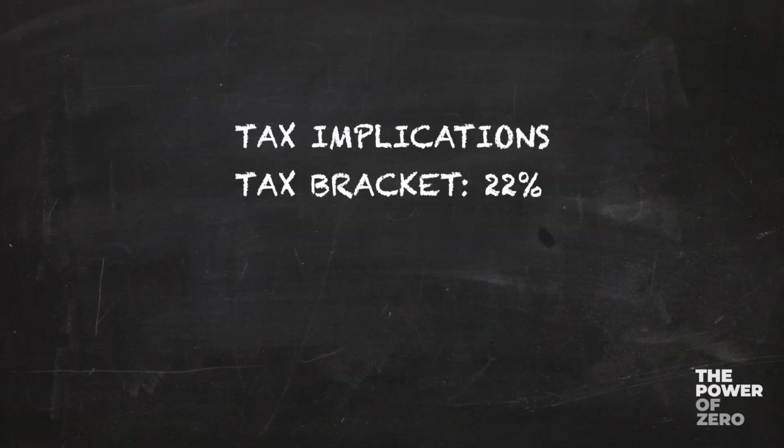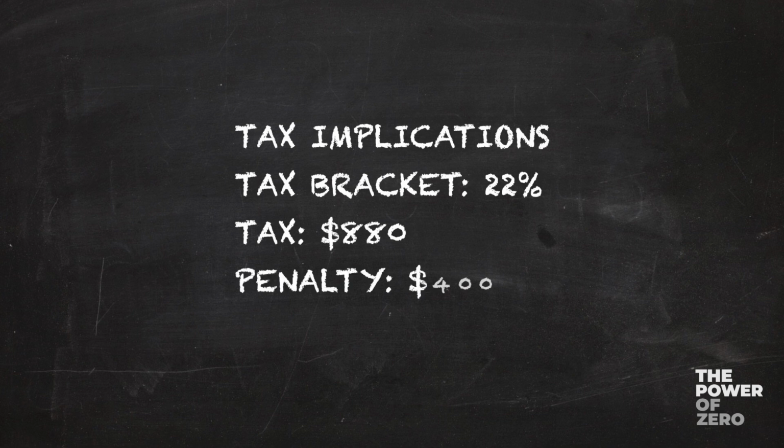So what's the total damage here? Well, let's say you're in the 22% marginal tax bracket. You'd pay $880 in tax on that $10,000 withdrawal and an additional $400 in penalty for a total of $1,280. So certainly not as liberal as the withdrawal rules that apply to a traditional Roth IRA. In a traditional Roth IRA, whatever you put in can be taken out, no questions asked, and certainly no taxes or penalties.